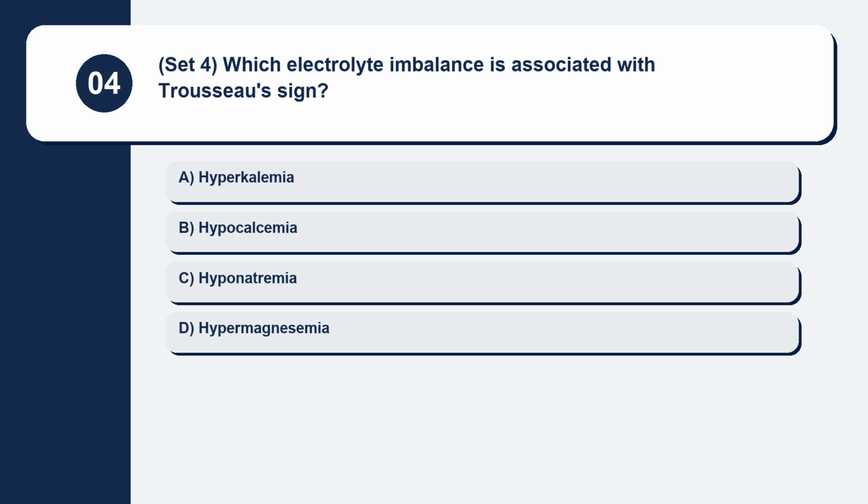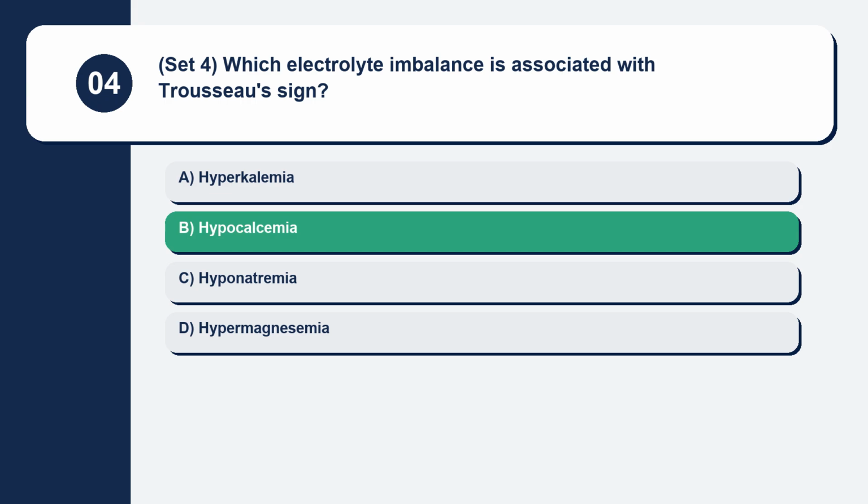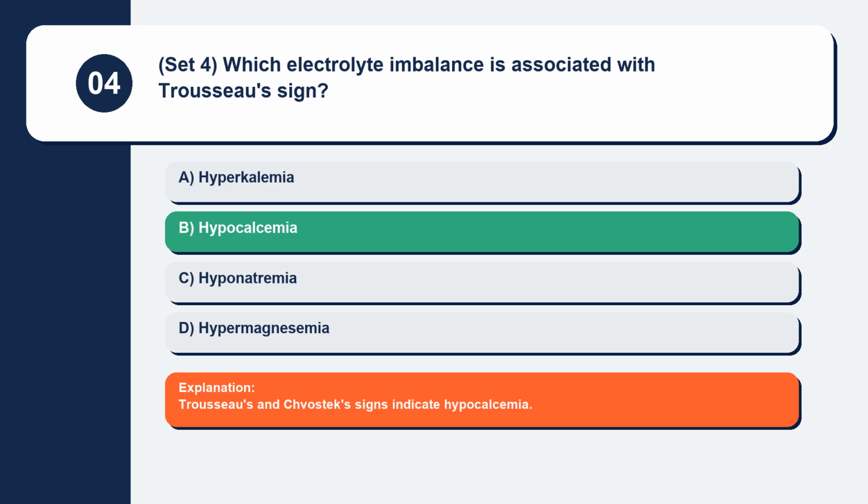Question 4. Set 4. Which electrolyte imbalance is associated with Trousseau sign? Hyperkalemia, hypocalcemia, hyponatremia, hypermagnesemia. Trousseau's and Chvostek's signs indicate hypocalcemia.